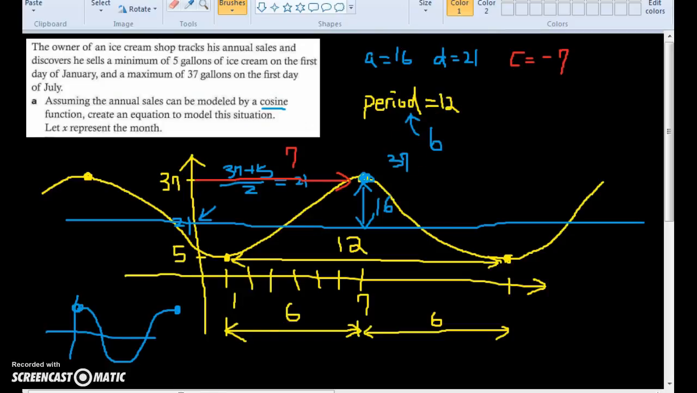So now I'm going to go back to Desmos. My A is 16, B is, we might as well just finish it here. So my B will be, period is equal to 2 pi over B. Right, so 2 pi over B gives me 12. My B will be, that would be how much? Pi over 6. 2 pi over 12, so it gives us pi over 6. So I'm going to use my A, 16, B, pi over 6, C is -7, D is 21.